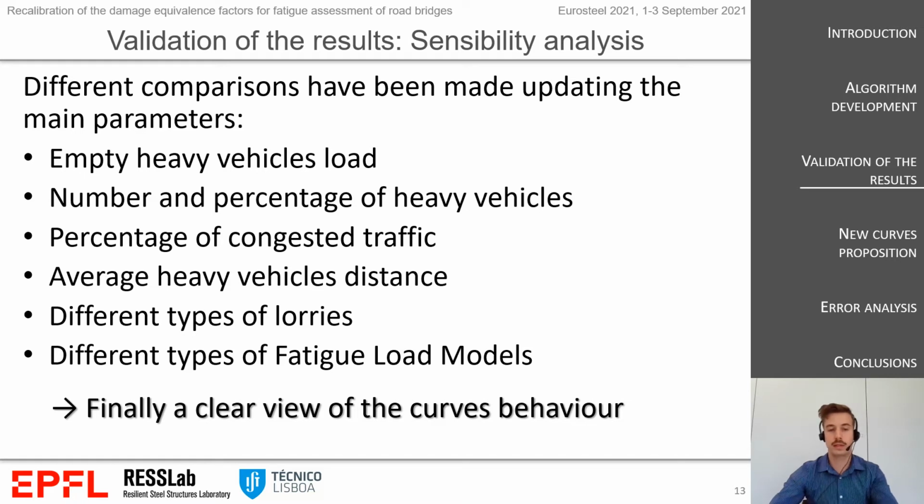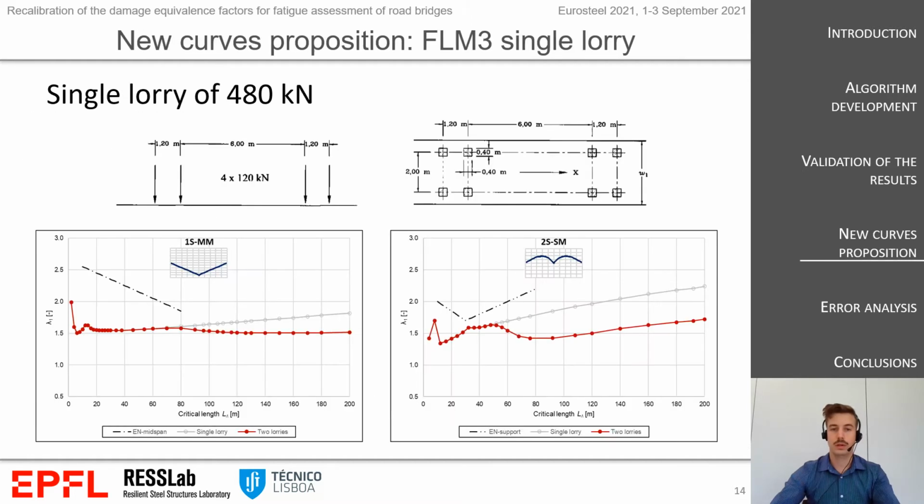So finally, we have clear views that were missing in the previous version of the simulations. One of these comparisons that we did is the fatigue load model to use. In gray, we can see the one that we used with a single lorry, and in red is the one with the second lorry as the actual fatigue load model 3.